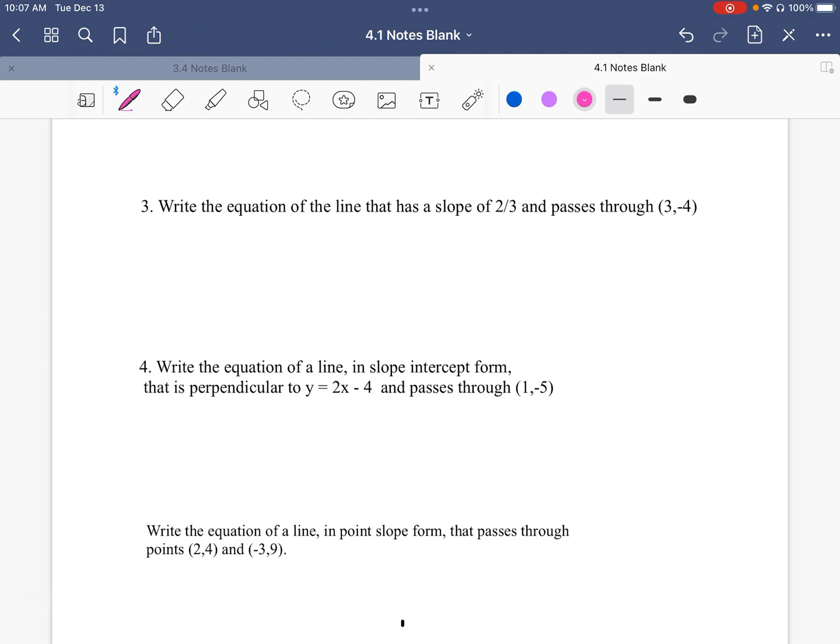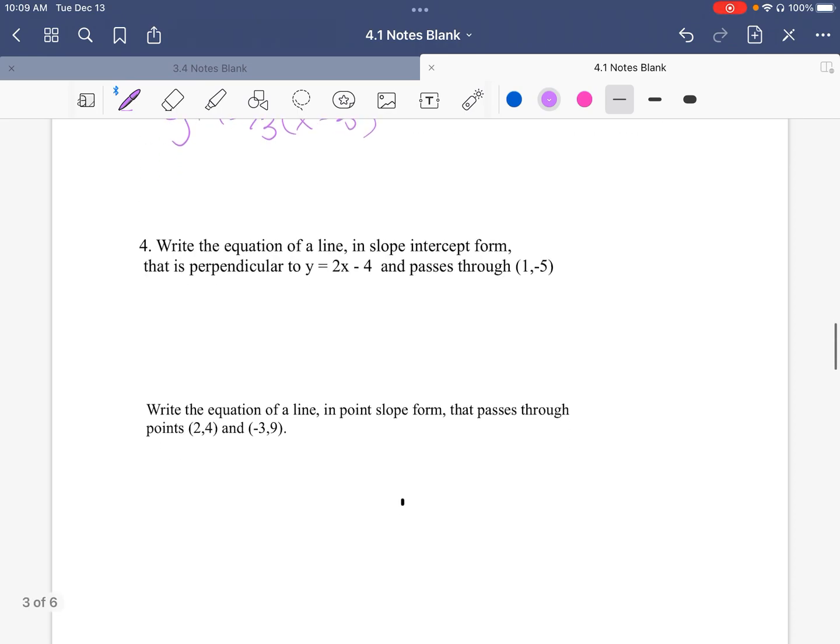So write the equation of the line that has a slope of 2/3 and passes through the following point. Pick your favorite form. For me, this would be my point-slope form because we are given a slope and we are given a point. So why do any extra busy work if we don't need to? So y minus our y coordinate, so plus 4, equals our slope 2/3 times x minus our x coordinate.